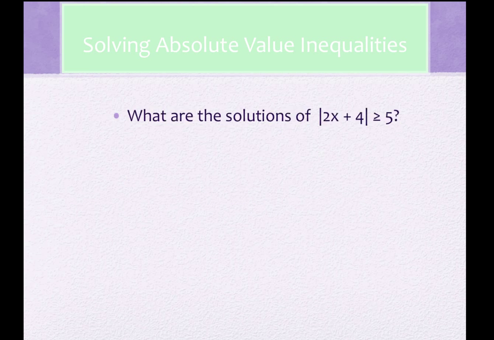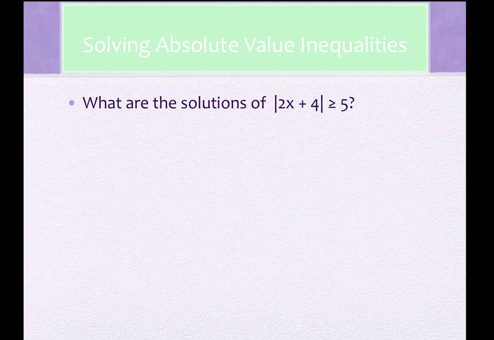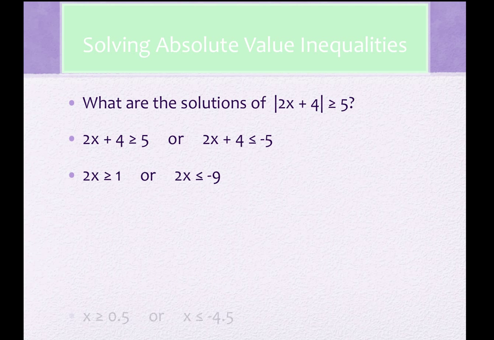You try this one. The absolute value of 2x plus 4 is greater than or equal to 5. Pause the video until you're finished. So we would make 2x plus 4 greater than or equal to 5, and 2x plus 4 less than or equal to negative 5. We would subtract 4 and divide by 2. So here we have x is greater than or equal to a half, or less than or equal to negative 4 and a half.